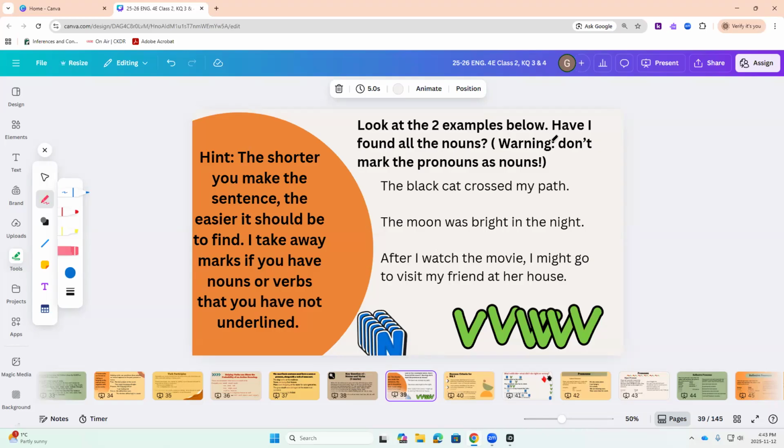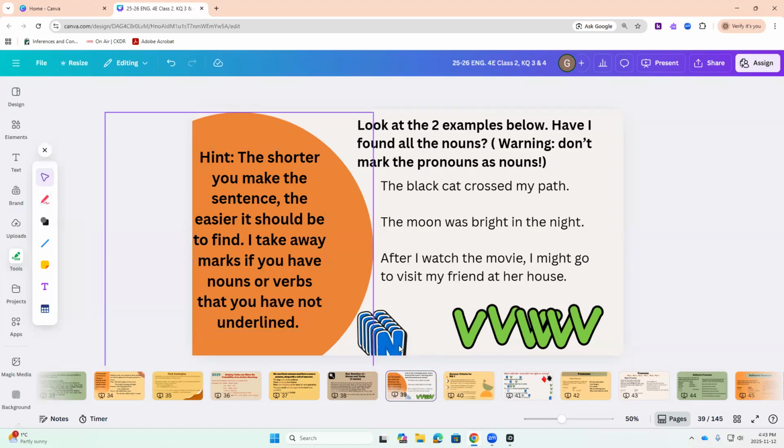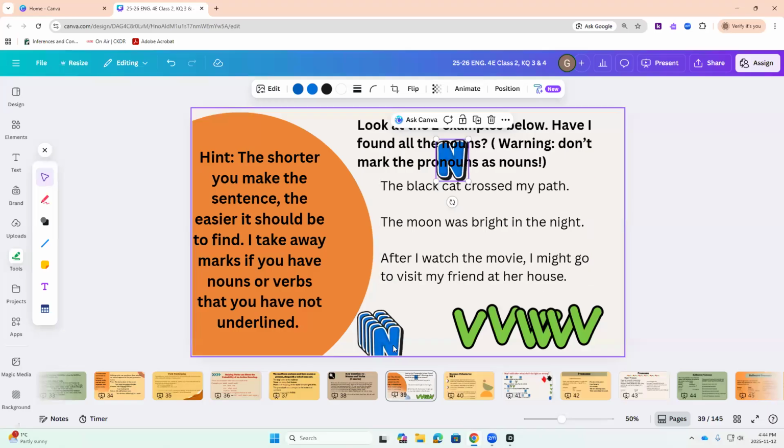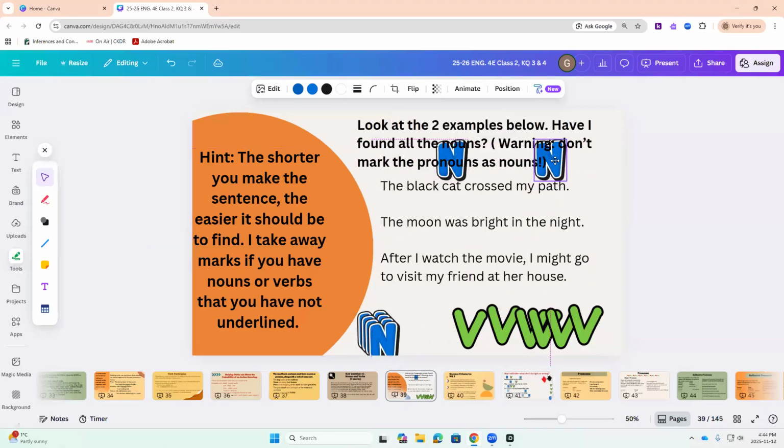So have I found all the nouns? The black cat crossed my path. Where is a noun there? Hang on, I need to grab my selector. Noun, cat is a noun. Anything else? Path, right? The path is a noun. Okay, any verbs? There should be if it's a good sentence. Crossed. All right, that one's done.